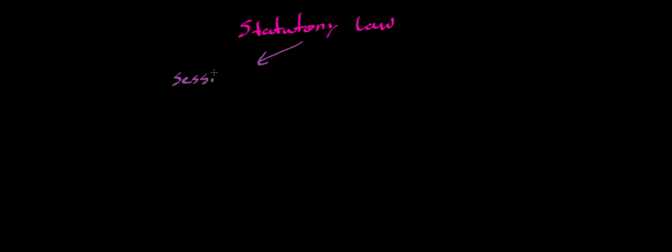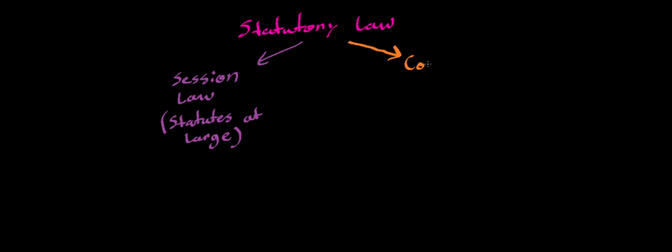There's the session law, which is found in the statutes at large. And this is sort of the raw data that is not organized and that is not easy to research. And then you have the code section, which is found in the U.S. Code. And the U.S. Code, like we talked about, is organized by subject matter and edited to remove repealed laws.